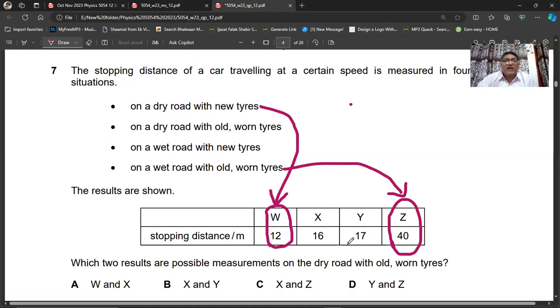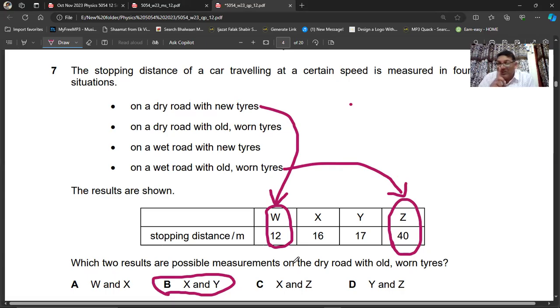Y looks right, but here it asks which two results are possible on a dry road with the old tires. So we have these two options. Okay. So X and Y. This is my answer, because he gave us the opportunity to have two choices. So X and Y, out of these two, the answer can be. So B is the choice.